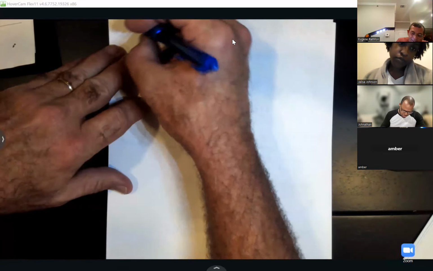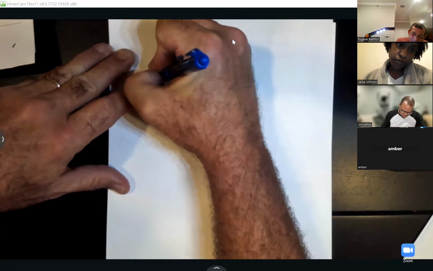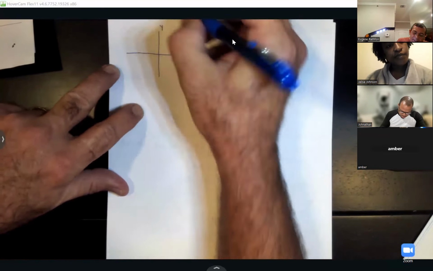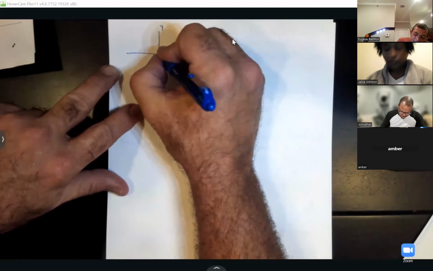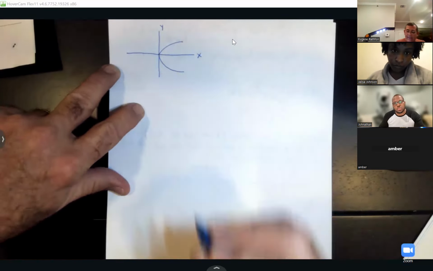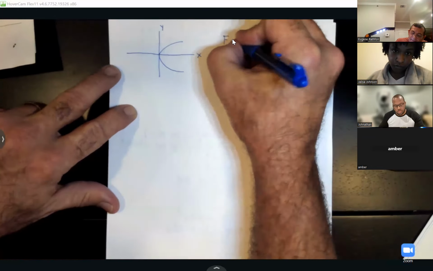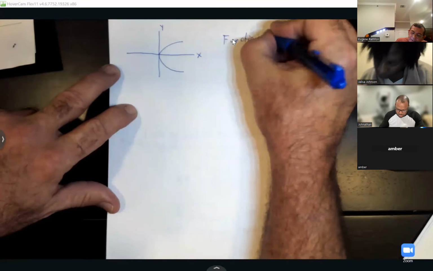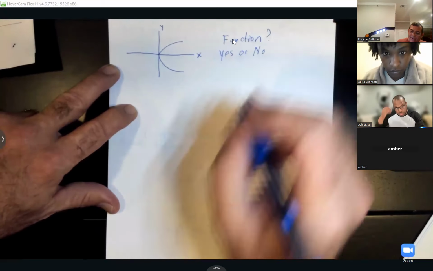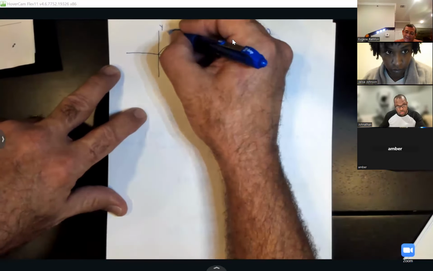All right, y'all, here we go. X and Y. Sometimes you have graphs that sort of go to the side like this. Function, yes or no? No. Good job.